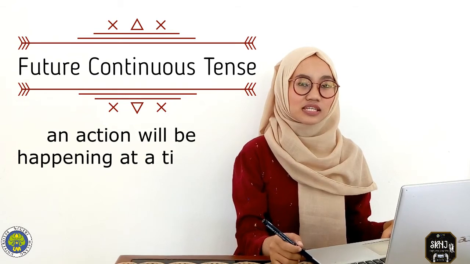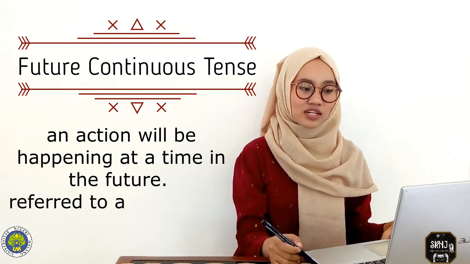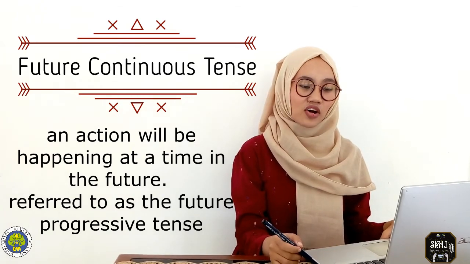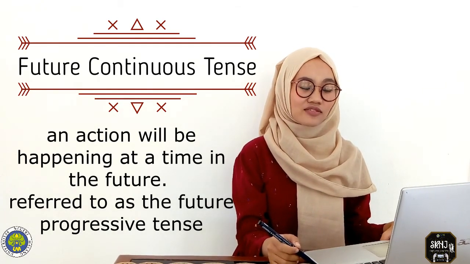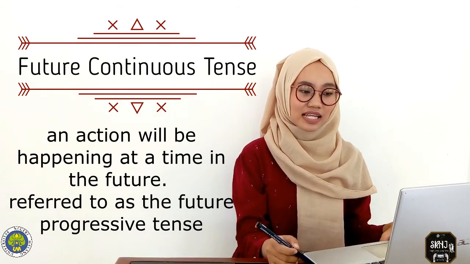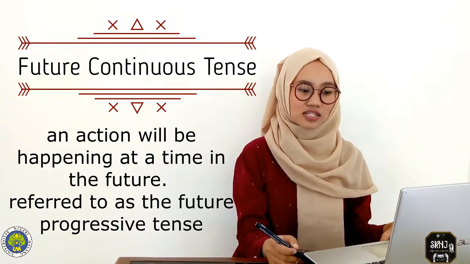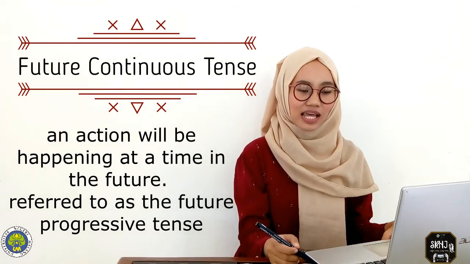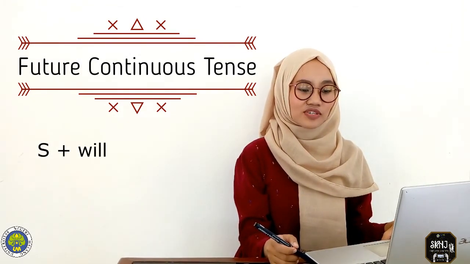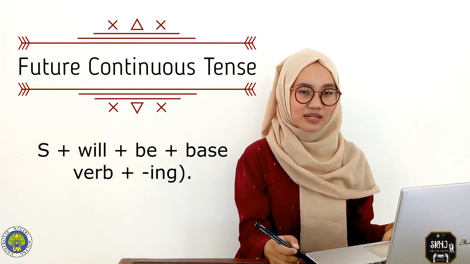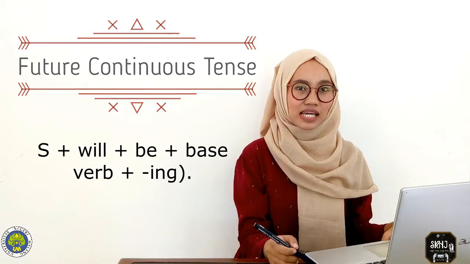Future continuous is used to show that an action will be happening at a time in the future. The future continuous tense, sometimes also referred to as the future progressive tense, is a verb tense that indicates that something will occur in the future and continue for an unexpected length of time. The formula is subject plus will plus be plus base verb plus ing.